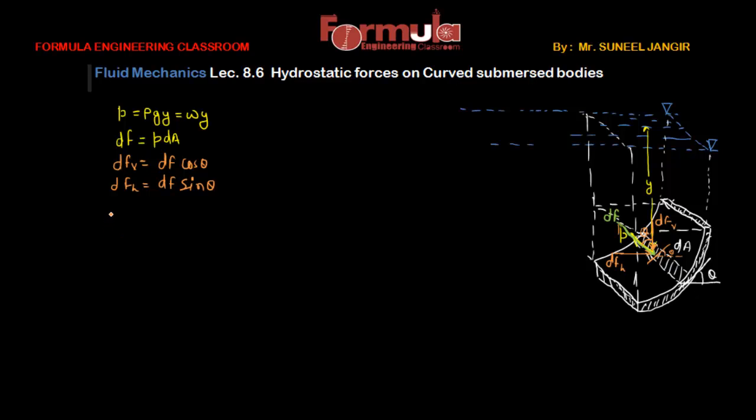So we can write Fv will be the integral of dF cos theta, and Fh will be the integral of dF sin theta. The resultant force Fr we can calculate by squaring the vertical force component and adding to it the square of the horizontal force component, and taking the square root, so we'll get the resultant force that is acting over this curved surface.